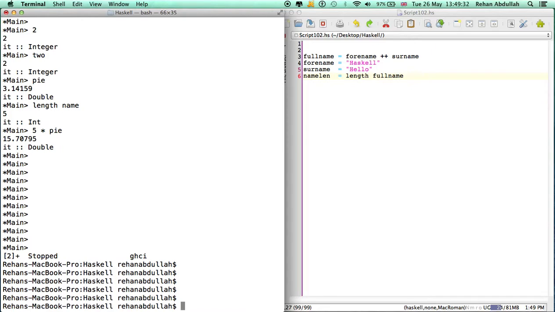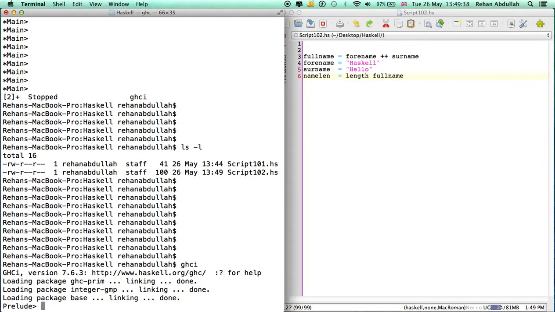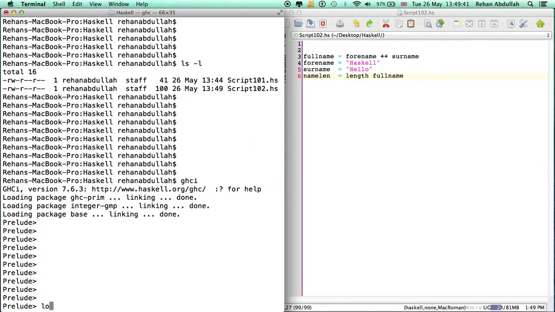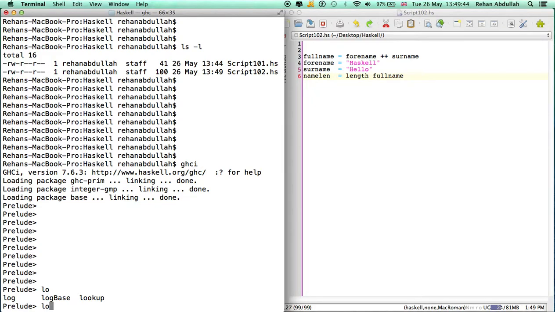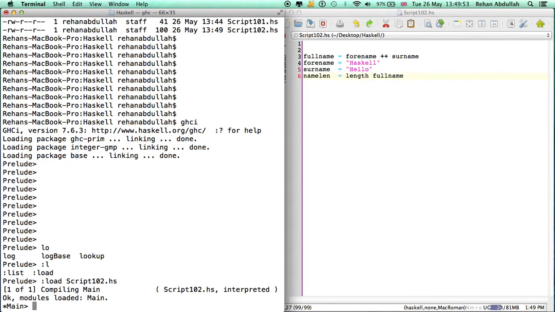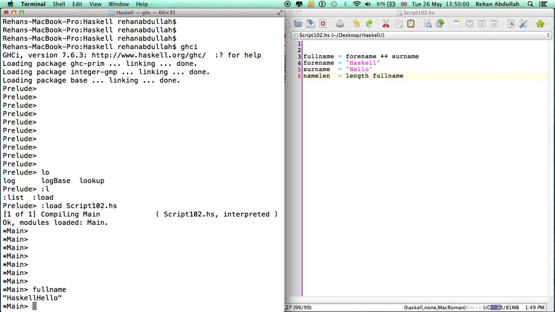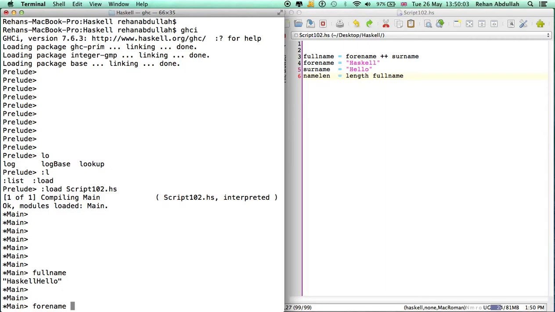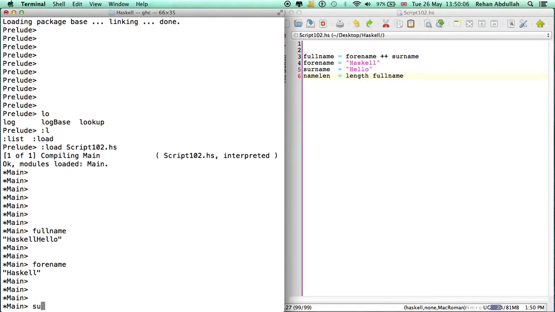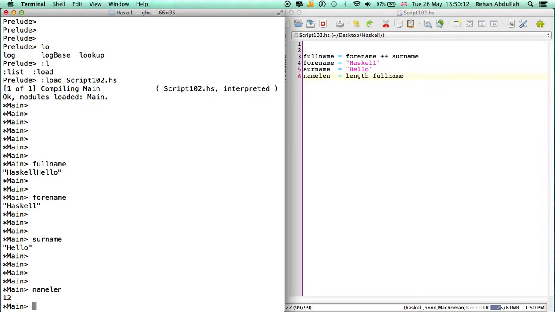Get out of that. What's in that folder? Yeah. Okay, GHCi. Load the script. There you go. Okay. Yep. That's right. Yes, it is. Yep. Yep, that's it. Maybe we can start moving on to the next script.